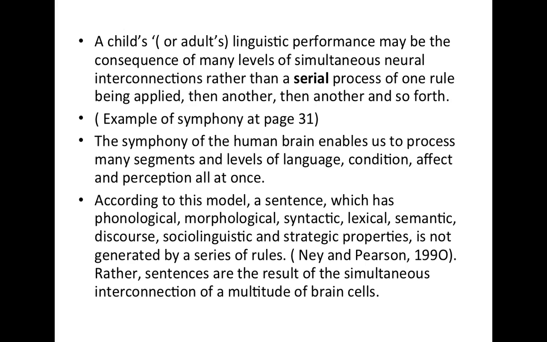He said a simple analogy to music may further illustrate this complex notion. Think of an orchestra playing a symphony. The score for the symphony may have, let's say, 12 separate parts that are performed simultaneously. And he said the symphony of the human brain enables us to process many segments and levels of language, conditions, affect, and perception all at once. According to this model, a sentence which has phonological, morphological, syntactic, lexical, semantic, discourse, sociolinguistic, and strategic properties is not generated by a series of rules. Okay. Rather, sentences are the result of the simultaneous interconnection of a multitude of brain cells.